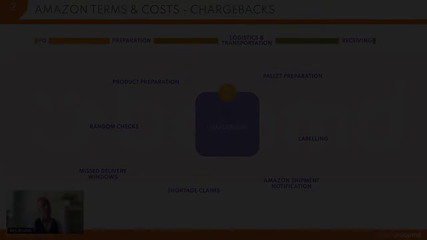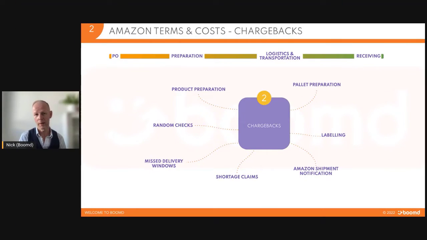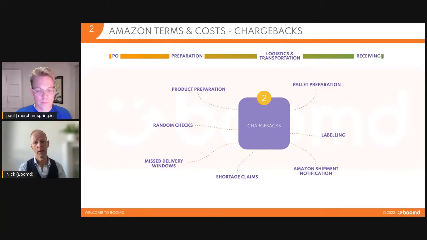It means cost. If those issues are a result of the vendor doing something wrong, then those costs are going to be passed on to the vendor. And that's essentially what a chargeback is. So it is critical that vendors understand everything about how that preparation should be done, and how things should be delivered, and why things have to be done on time. And then we go through logistics and transportation. Things can go wrong there, and then onto the receiving side when Amazon gets the items and checks them.